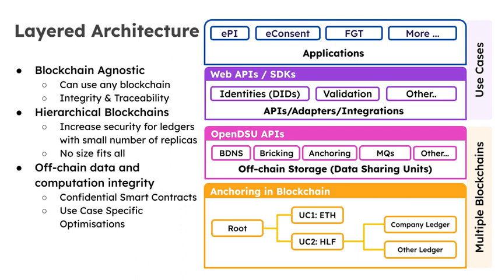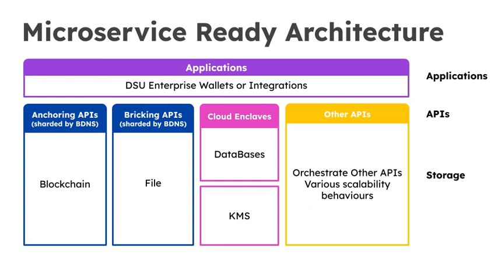A key feature of OpenDSU is the emphasis on off-chain data and computation integrity. This approach extends to the use of off-chain smart contracts, allowing for a use case-specific model. Each layer and component of OpenDSU is crafted to provide robust, flexible solutions tailored to specific project requirements.